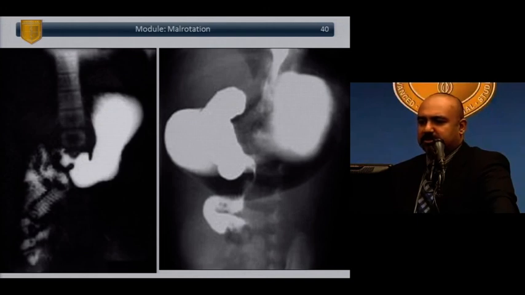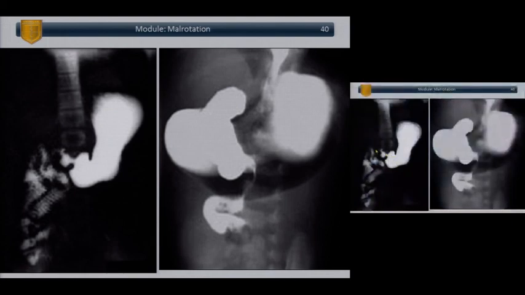This is a couple of pictures of malrotation. This is malrotation with no volvulus, and as you can see, contrast does go down into the intestine. It never crosses over to the left side, so it never crosses over midline. It stays on the right side.